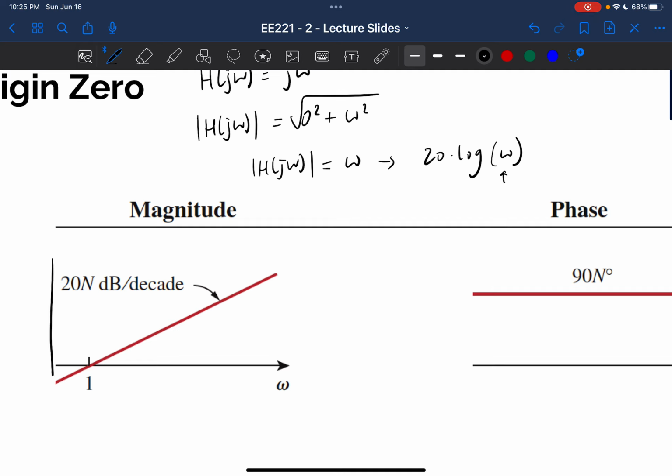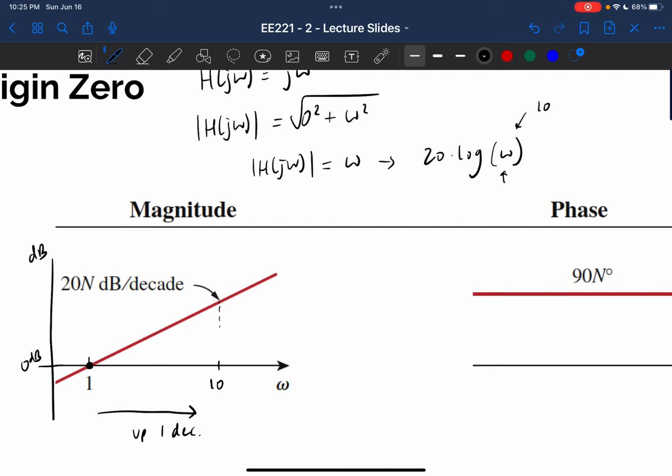So if I'm looking at my dB axis here for my magnitude, I get 0 dB at omega equals 1. What happens if I increase omega to a value of 10? The log base 10 of 10 is 1. So at a value of 10, which is 1 decade higher, I've gone up 1 decade.